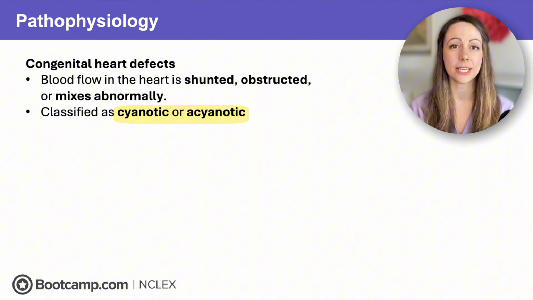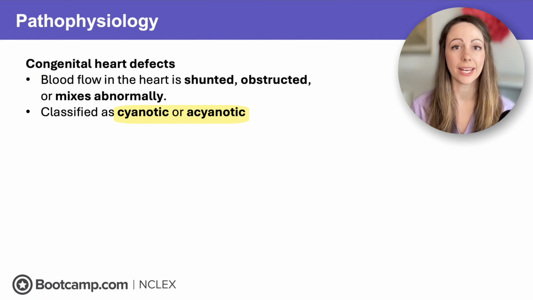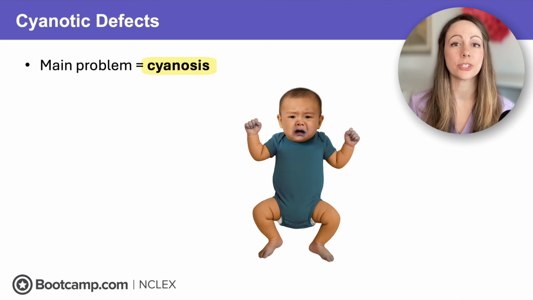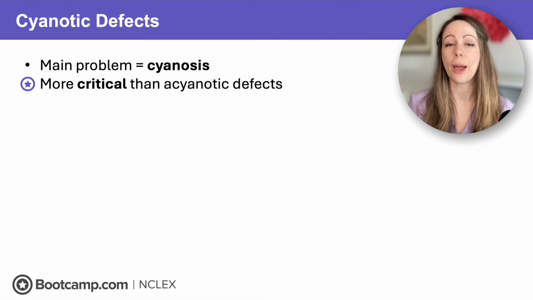Depending on where the defect is located, most of the blood leaving the heart is either oxygenated, like in acyanotic defects, or deoxygenated, like in cyanotic defects. So the main problem with cyanotic defects is, you guessed it, cyanosis. Most of the blood leaving the heart is deoxygenated, aka blue blood. Therefore, it causes these babies to get blue. Hypoxemia and cyanosis can kill babies fast, so cyanotic defects are more critical than acyanotic defects.